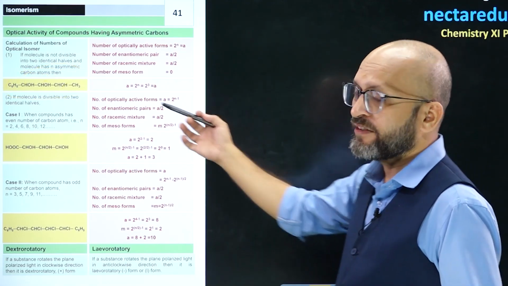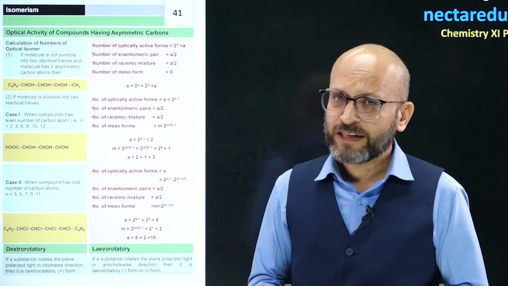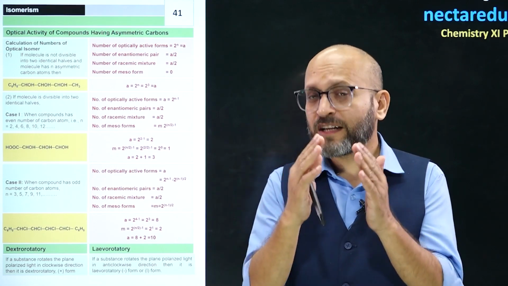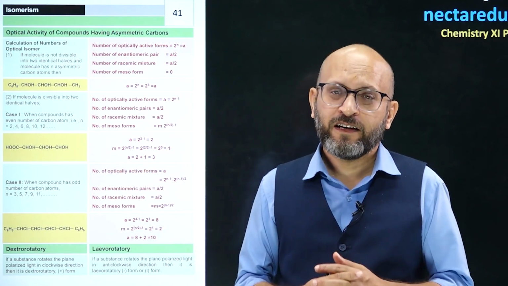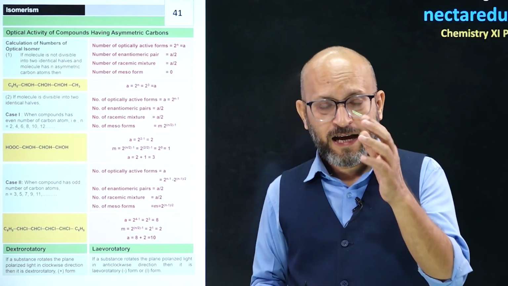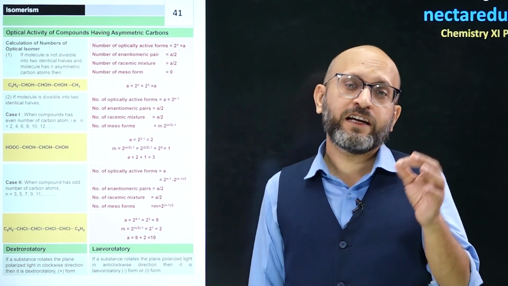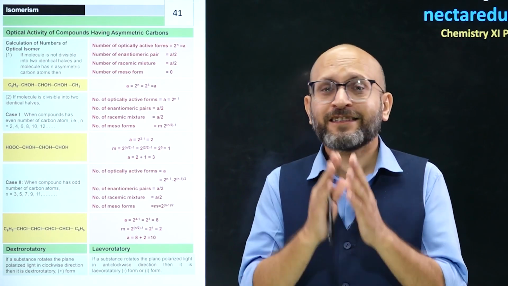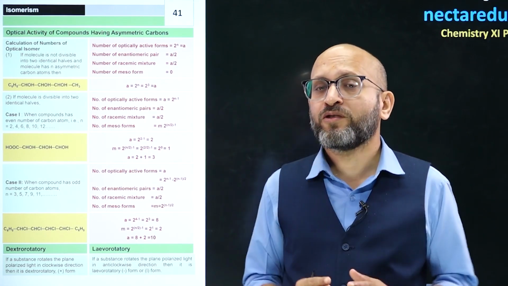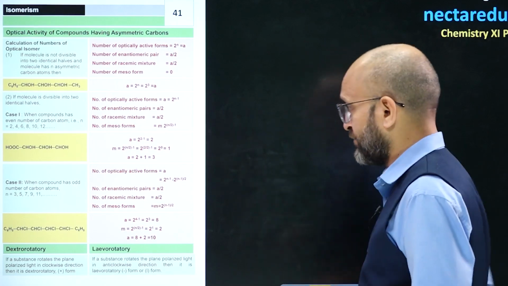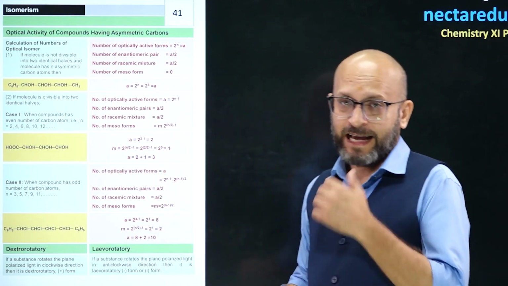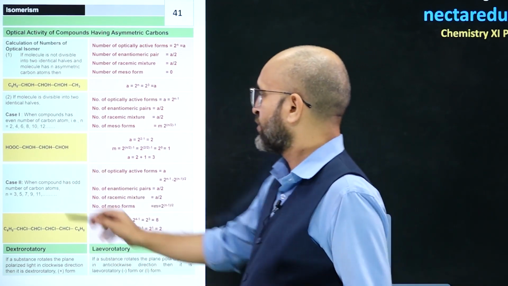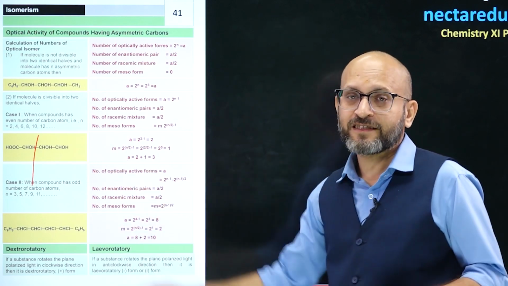Along with that, if we have symmetrical molecules, then you will have two conditions: the number of chiral carbons will be odd or even. If you have an odd number of atoms, then you have a separate formula. For an even number of atoms, you have a separate formula. What does symmetry mean? Symmetry means that you can divide the molecule into two equal halves. For example, here is a molecule which you can easily divide into two equal halves. That means it is a symmetrical molecule.